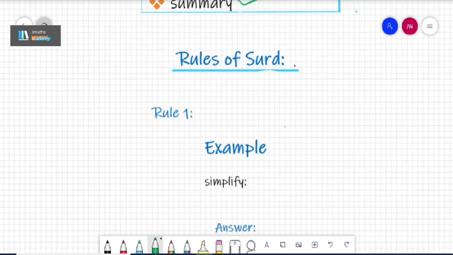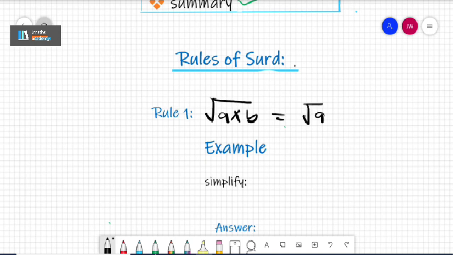Our first rule states that if you have a single root of A multiplied by B, this will give you root A multiplied by root B. And here's an example for us.